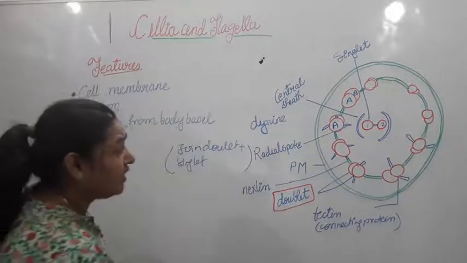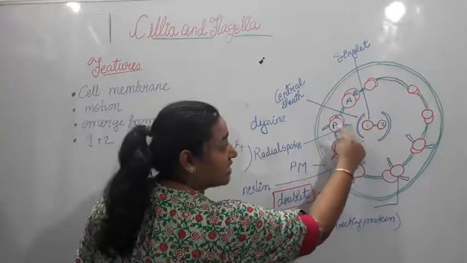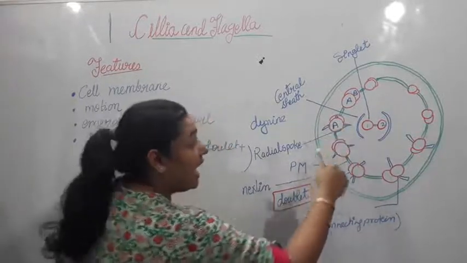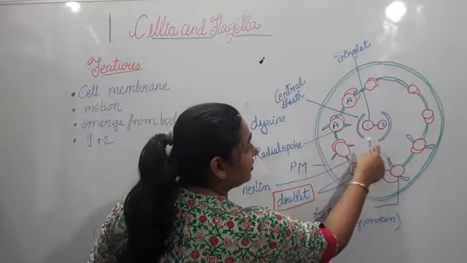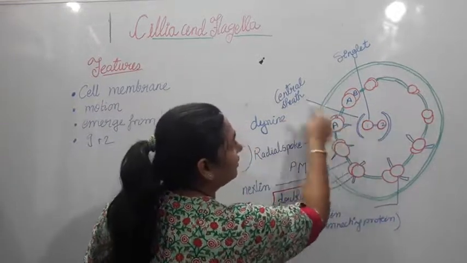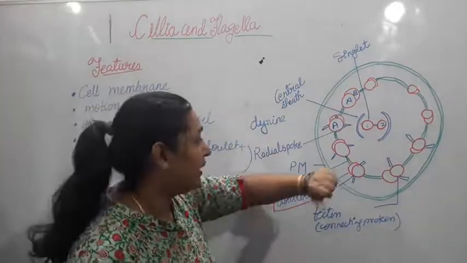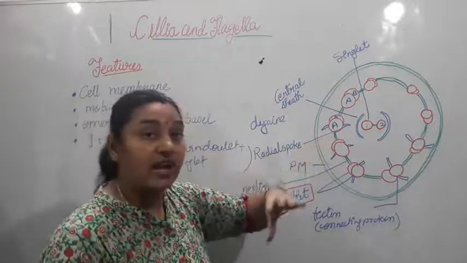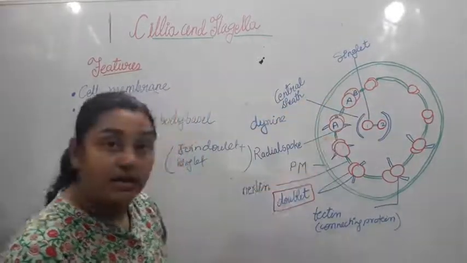Now next we have the radial spoke. This radial spoke arises from the A circle and is attracted towards the central sheath. This one is a central sheath. This central sheath is covering the singlet, and the radial spoke is attracted towards this and joins between the central sheath and the doublet.